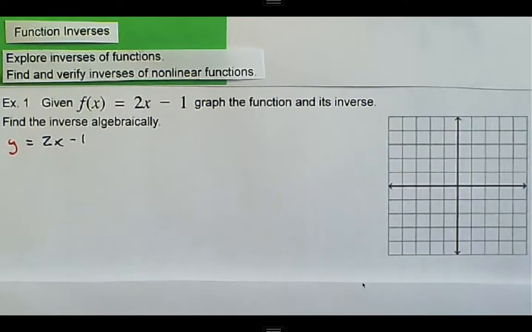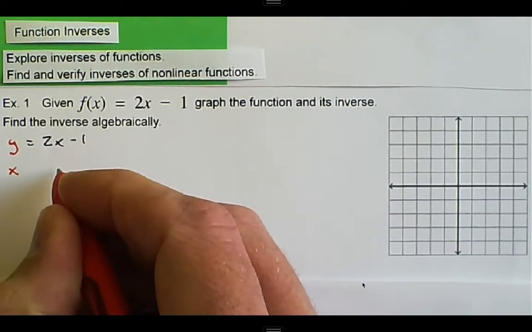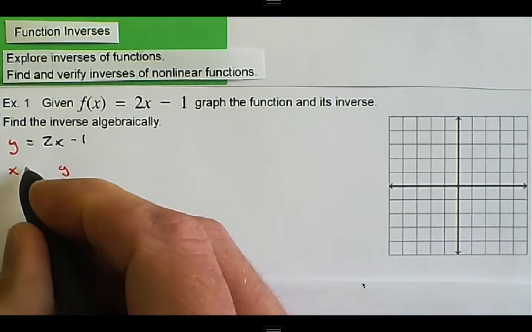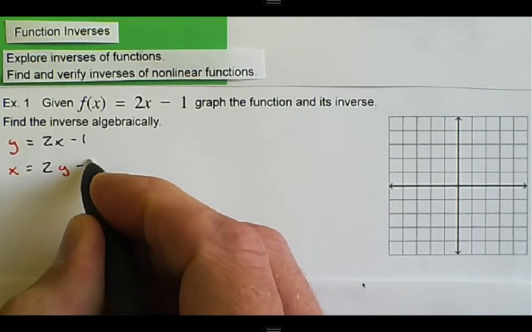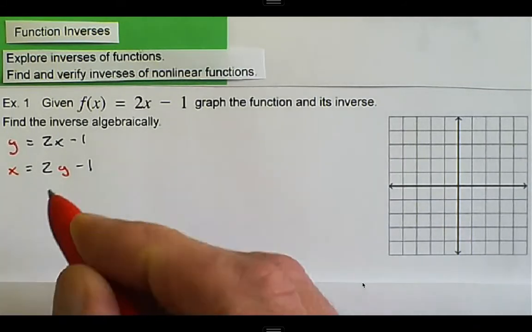The next step in the process is interchange the x and the y. So x will be here, y will be here, and then we'll have the rest of the function written down. And the last step in the process is we want to solve to get y by itself.